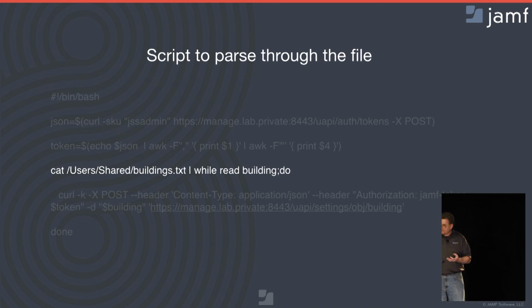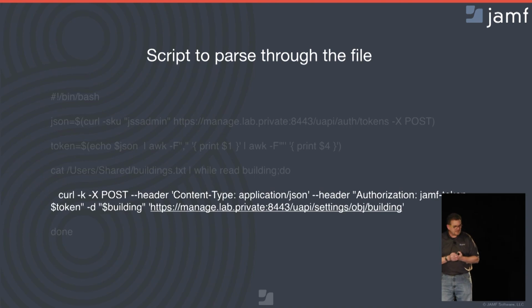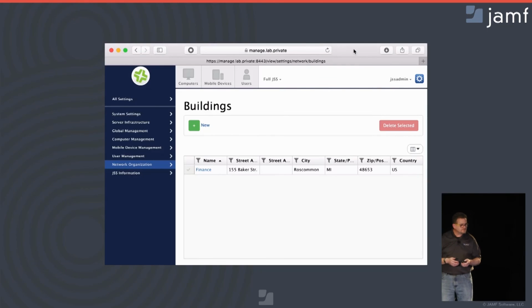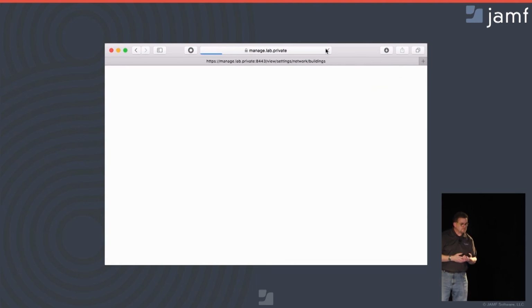I've got my file with all the buildings, so I'm going to iterate through that, read each building one at a time, and there's my curl command. Again, I can get that from the Universal API's web page, just sort of swap out and use the variables that we have in our script. We can give this a quick check. So there's the building that we'd created earlier.